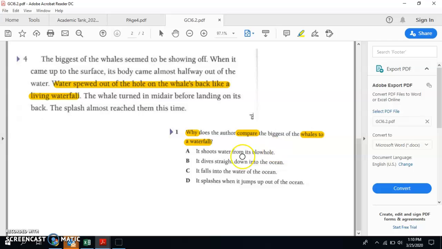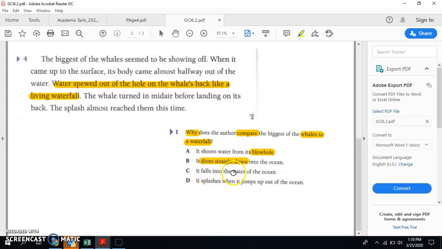So A says it shoots water from a blowhole. The only thing that shoots from a blowhole is a whale, not a waterfall. So I don't think that one is it. B says it dives straight down into the ocean. Well, I know a waterfall dives straight down into the ocean, but a whale's blowhole water doesn't go straight down to the ocean first. First it goes up, then it goes down.